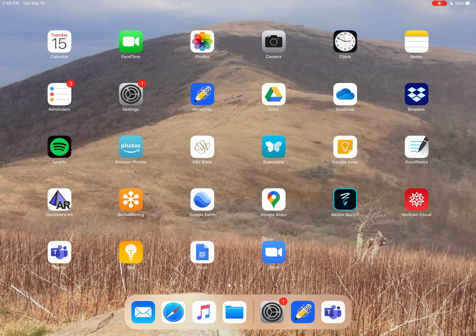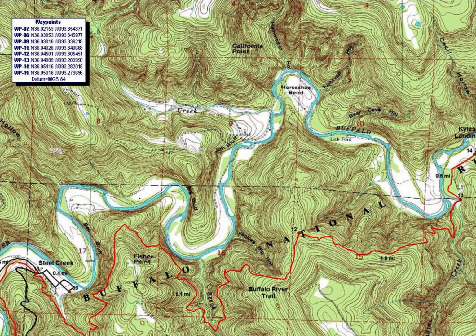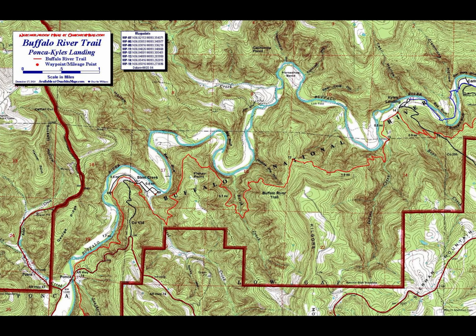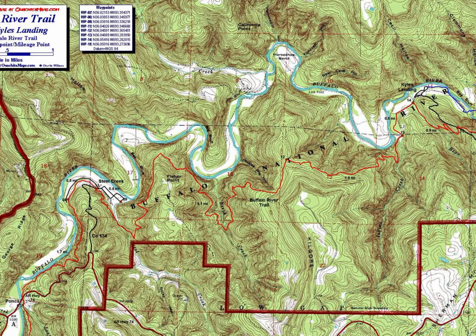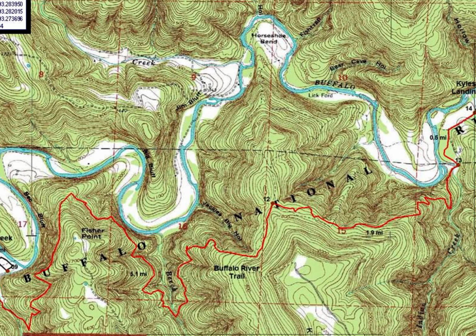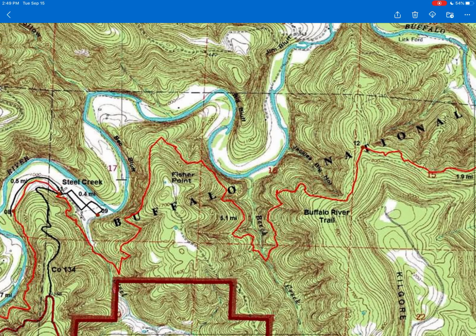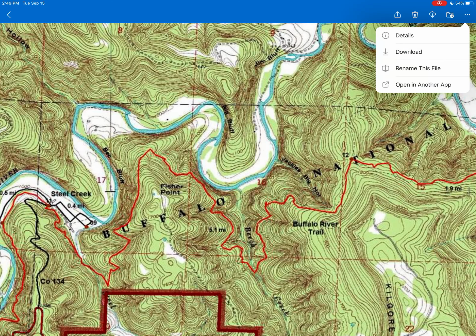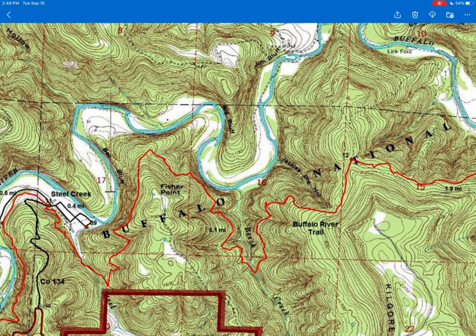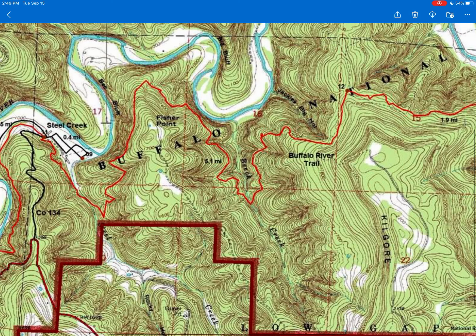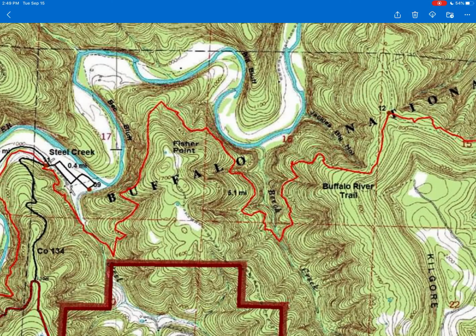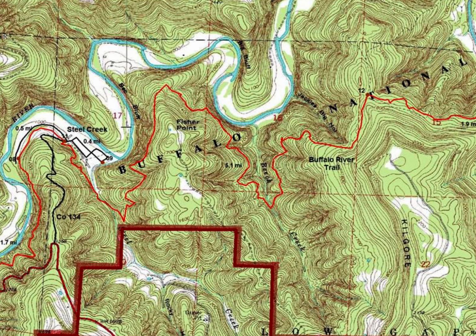Let's switch over here. I've got a map up of the Buffalo River. This is the Ponca region. I absolutely love hiking this area. And you can see the different lines. Somehow our eyes pretty intuitively recognize what's up and what's down, even if they didn't, I can't point.